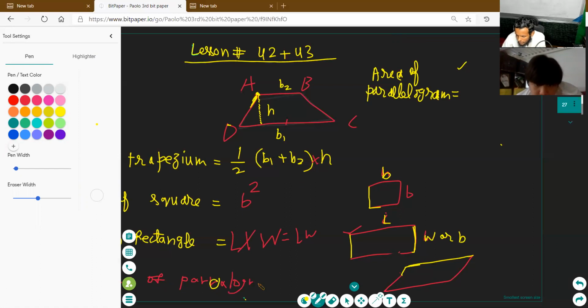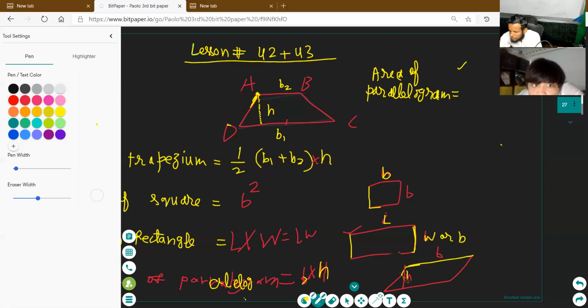P-A-R-A, then double L-E-L-O, parallelogram. Area is B into H. What is B, what is H? Find the H and B, base and height. This is B. Okay, good. Remember, write this on your copy, these are the main concepts.